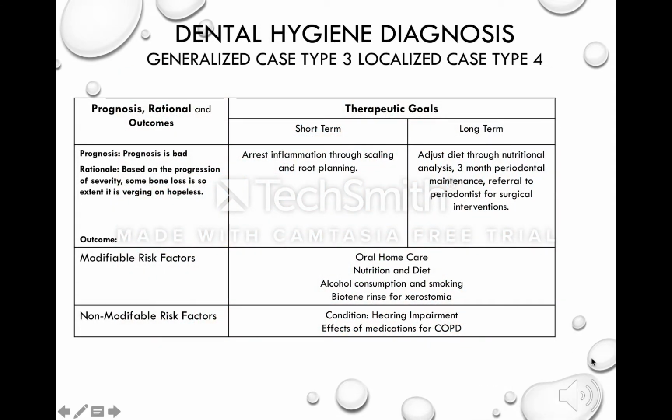Based on the progression of severity and the extent of bone loss, the prognosis is bad for my patient, verging on hopeless. Short-term goals would be to arrest inflammation through SRP. Long-term would be to adjust diet through nutritional analysis and recurring 3-month perio maintenance appointments. A referral to a periodontist for surgical interventions would also be recommended. Some modifiable risk factors would be oral home care, nutrition and diet, alcohol consumption. Some non-modifiable risk factors would be hearing impairment and the effects of the medications for COPD.